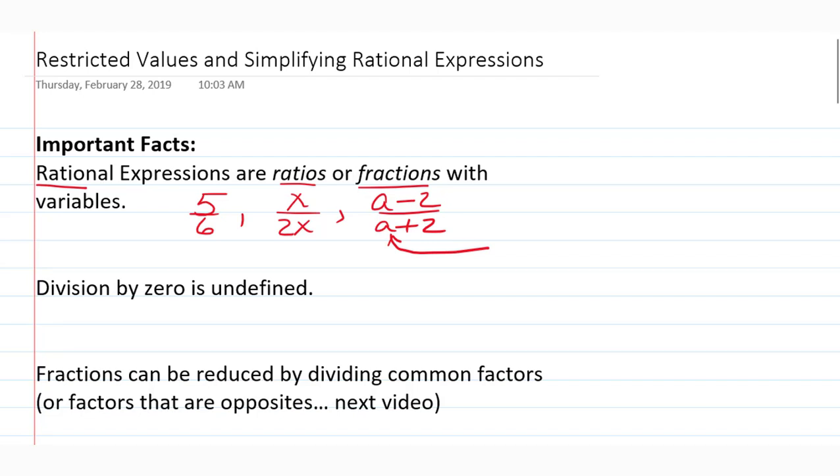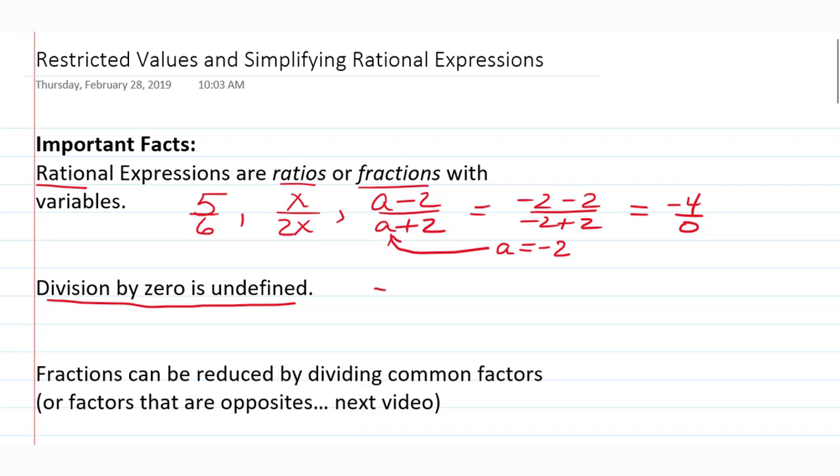For example, in this case, if I were to plug in the value -2 for a, something strange would happen. We would have -2 minus 2 over -2 plus 2, which would be -4 over 0. And division by 0 is undefined. So any number like -4 over 0 doesn't make sense. You can't divide a number by 0. So one easy way to remember that is that a number, and we're going to use n for number, divided by 0 spells no. You can't divide a number by 0.